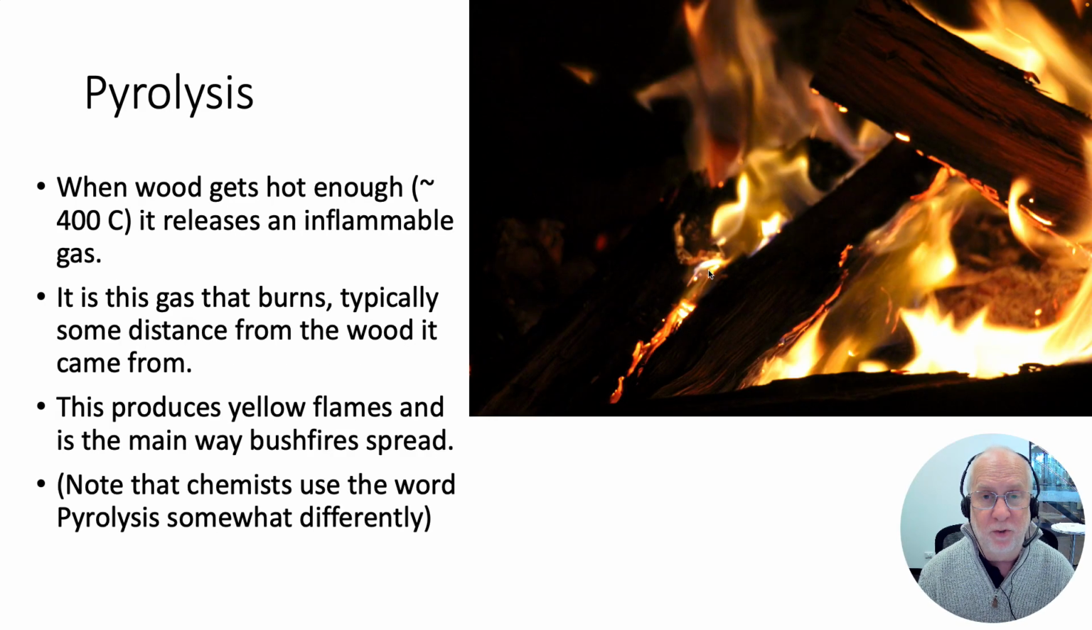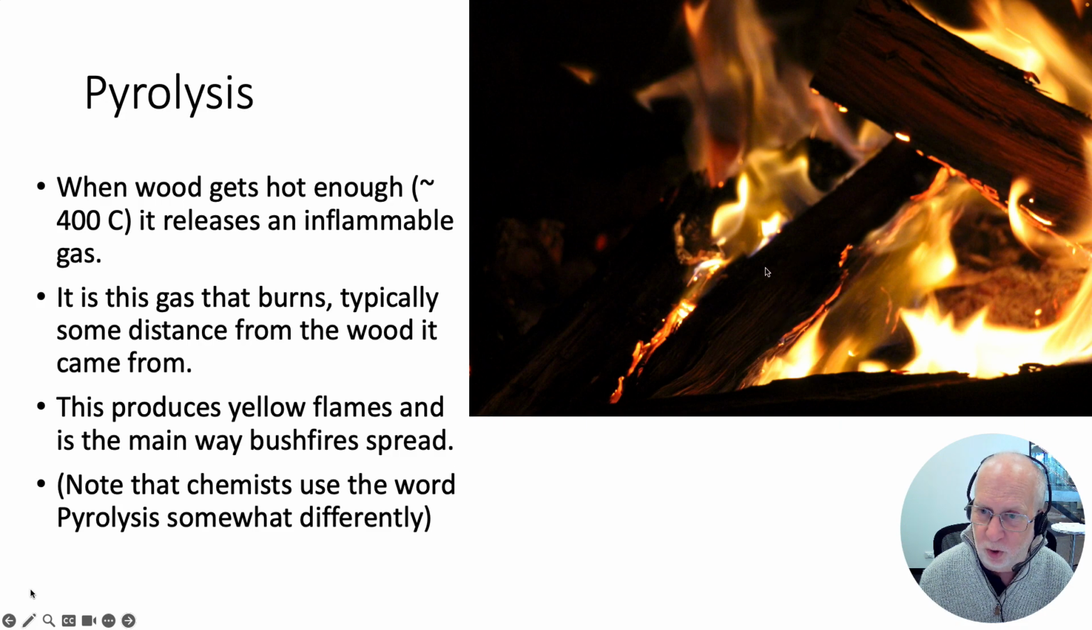The dominant effect in bushfires is pyrolysis. Now, what is this? Well, when wood gets hot enough, or cellulose, or most any organic material, it releases an inflammable gas. The cellulose breaks down in the heat and releases this gas. And it is actually this gas, not the wood itself, that is burning. That's what produces the yellow flames that you're seeing somewhere like here.